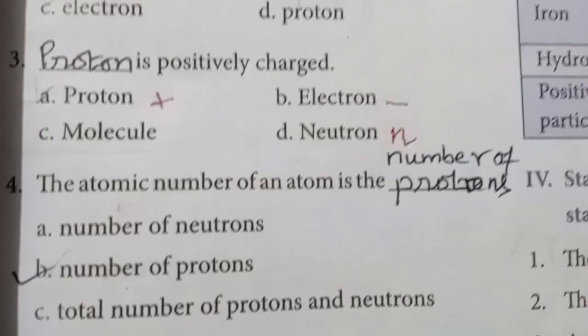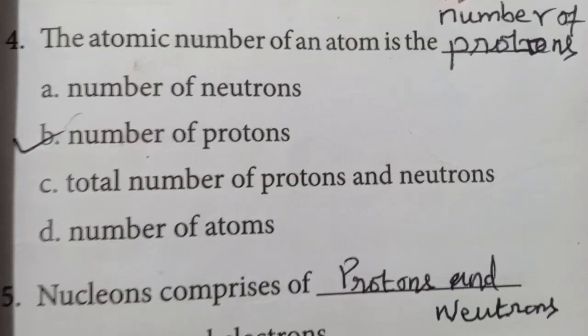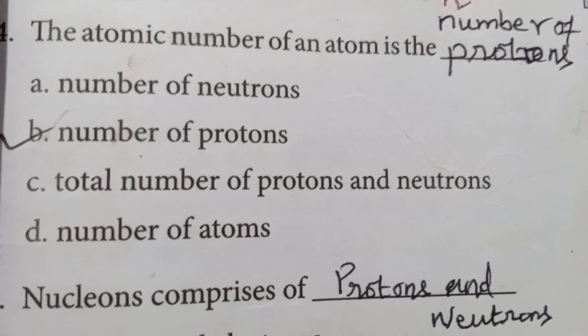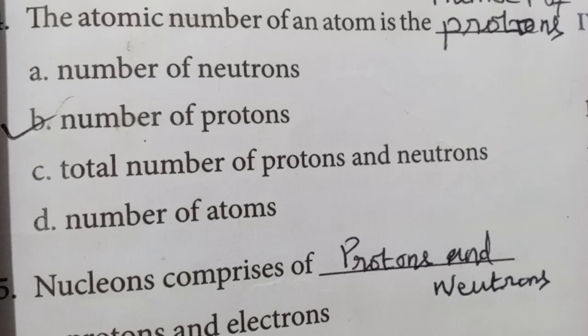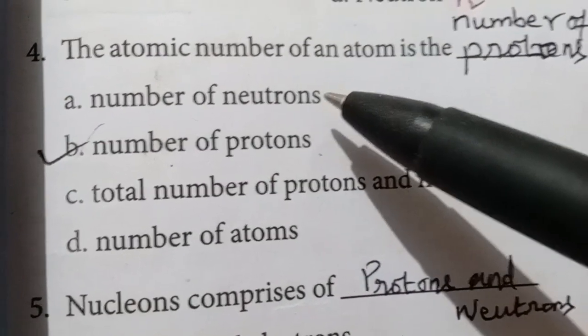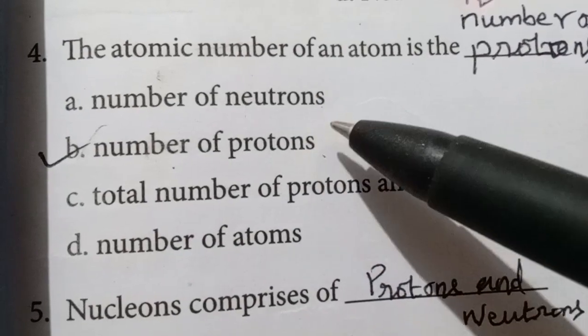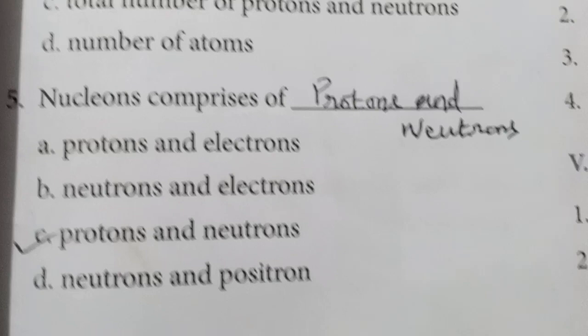Okay, the proton is positively charged. The atomic number of an atom is the number of protons. So the number of protons is nothing but the atomic number, and the combination of neutrons and protons is the atomic mass of any given atom.